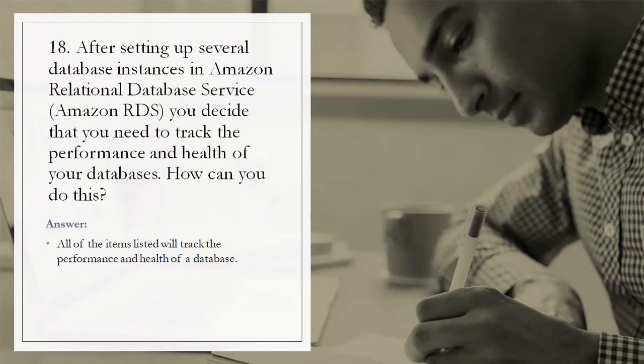Because Amazon Relational Database Service, that is Amazon RDS, is a web service that makes it easier to set up, operate and scale a relational database in the cloud. It provides cost-efficient, resizable capacity for industry standard relational databases and manages common database administration tasks. There are several ways you can track the performance and health of a DB instance. You can use the free Amazon CloudWatch service to monitor the performance and health of a DB instance.